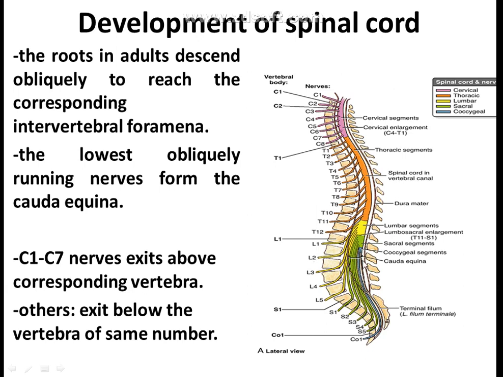this is the factor behind formation of the cauda equina below the level of the L1 vertebra. Below the level of L1 vertebra you don't have spinal cord in the vertebral canal, but you can see all the nerves running downward obliquely to reach the corresponding intervertebral foramina, and thus this collection takes the shape of the cauda equina, which is the horse's tail.